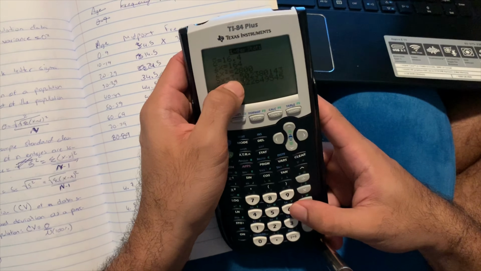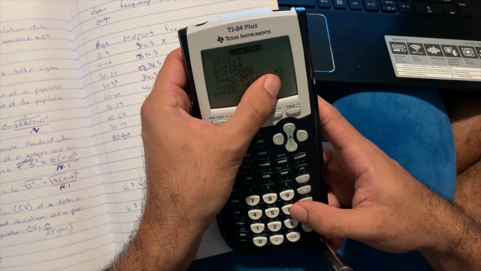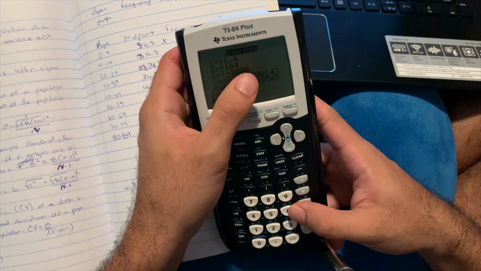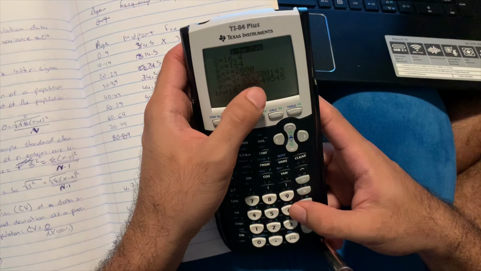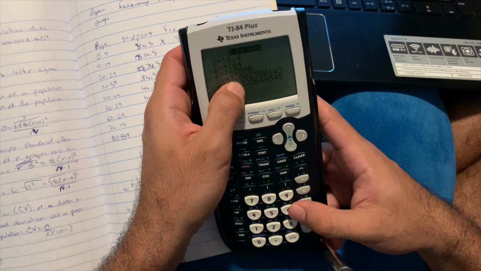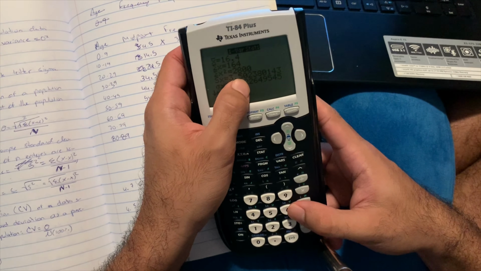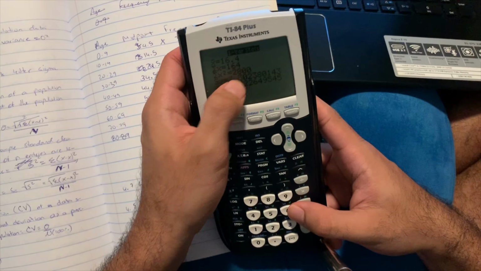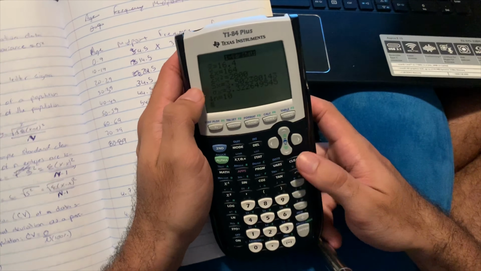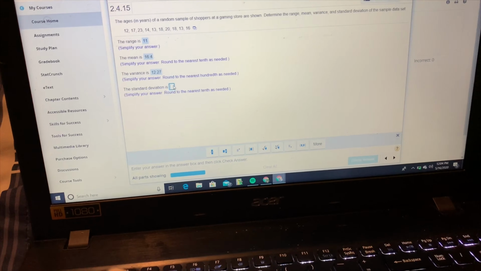The standard deviation is 3.502380143, and the question on the computer says round to the nearest tenth as needed. So it's going to be the first number to the right-hand side of the point, and we have a 0 next to it, so the answer is going to be 3.5. Now let's input that and see if we are right. So now we said that our standard deviation is 3.5.